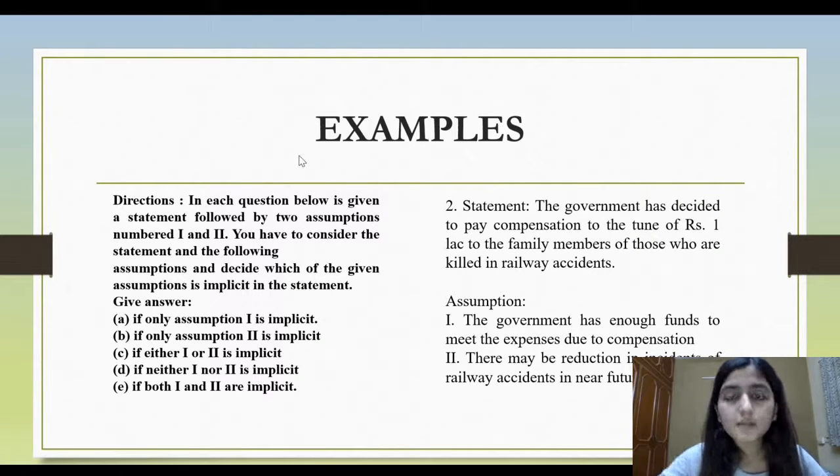If today the government is saying that they want to repair the railway tracks, they are basically assuming that a repair of the railway tracks will lead to a reduction in railway accidents in the future. Hence, if that would have been the statement, then assumption 2 would have been implicit. However, in the present question, only assumption 1 is implicit and assumption 2 is not. I hope the distinction between the two is clear for you guys. In case it's not, please rewind and rewatch the video. Now let's move on to the next question.